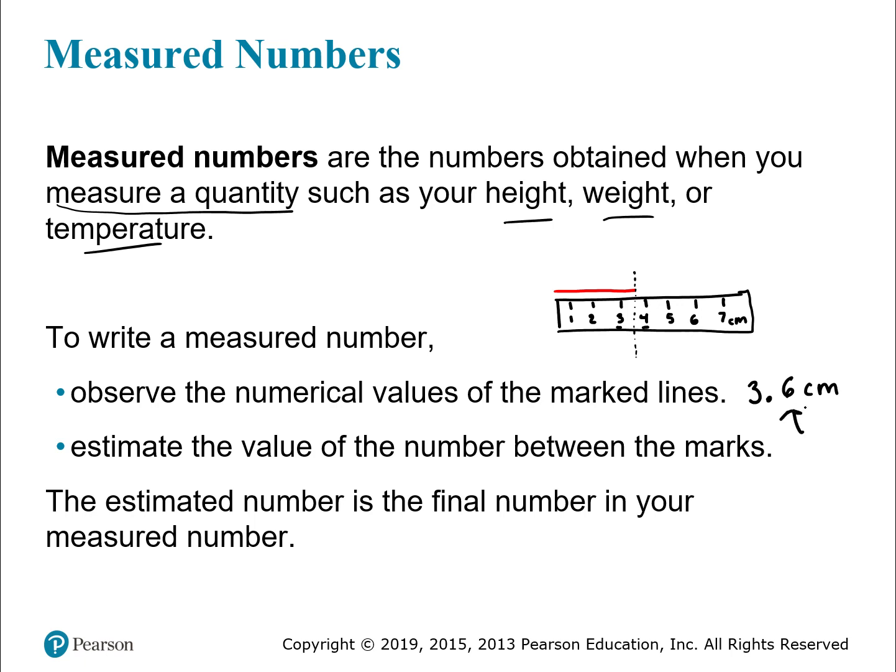This number, the 0.6, we estimated that number. And you'll notice it is the final number in our measured number. Each measured number has an estimated number.